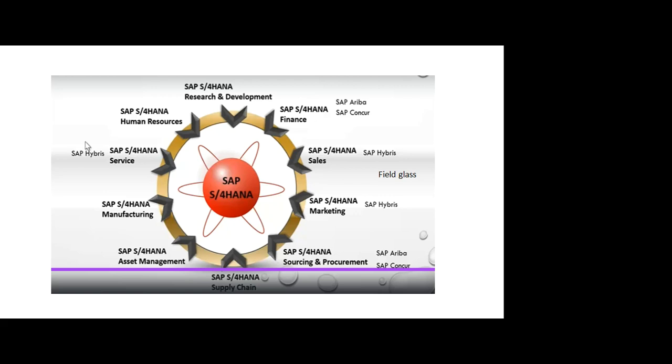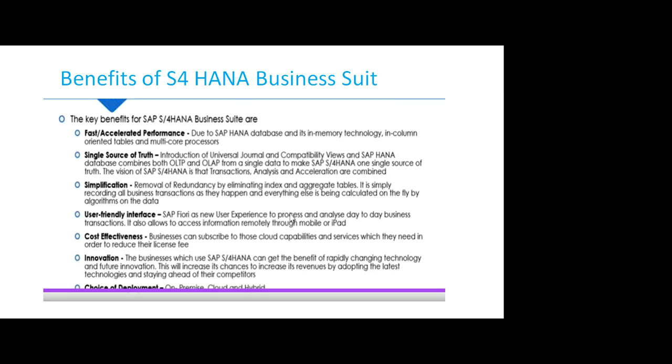And there are also different small modules like Fieldglass, Hybris, Ariba, Concur. These are the value additions or some modifications. Some organizations, if they are interested, can put some small applications in addition to the SAP software like Ariba, Fieldglass, Concur, etc. Now, this SAP S4 HANA connected with different departmental activities, we call it the SAP Business Suite.